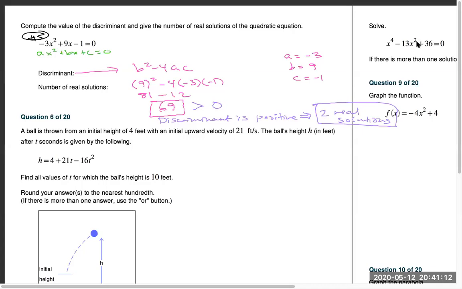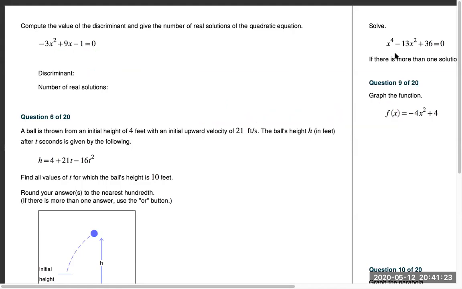All right, let me save a picture of that, and then we're going to get into question 6 next. I'm going to clear all this out, and then I'm going to move down.